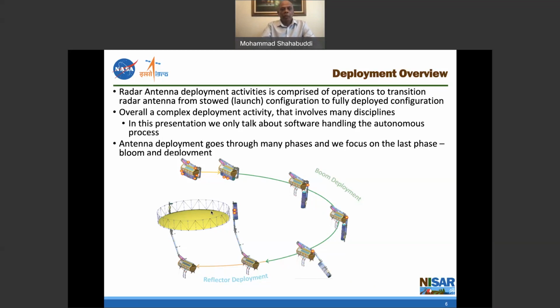Antenna deployment goes through many phases, as you can see from the picture below, but we're only going to be focusing on the last two phases, where it is unrestrained and goes into the bloom state, and then the fully deployed state.